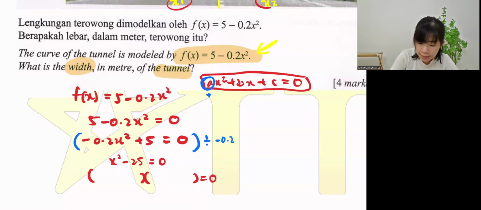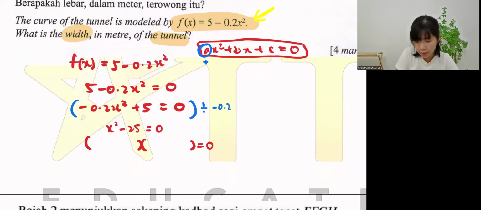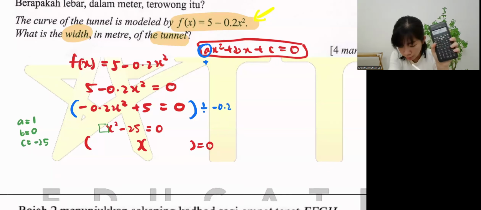Okay, guys, the A, B, C you need to key in calculator. So remember, A is the number in front of x squared, which is 1. B is the number in front of x. So what is the B? Do you see x? There's no x, right? No x means the B is 0. And C is the number behind, which is negative 25. Okay, so key in. Make sure you know how to press this thing. Mode, degree. Okay, A is 1, B is 0, C is negative 25.